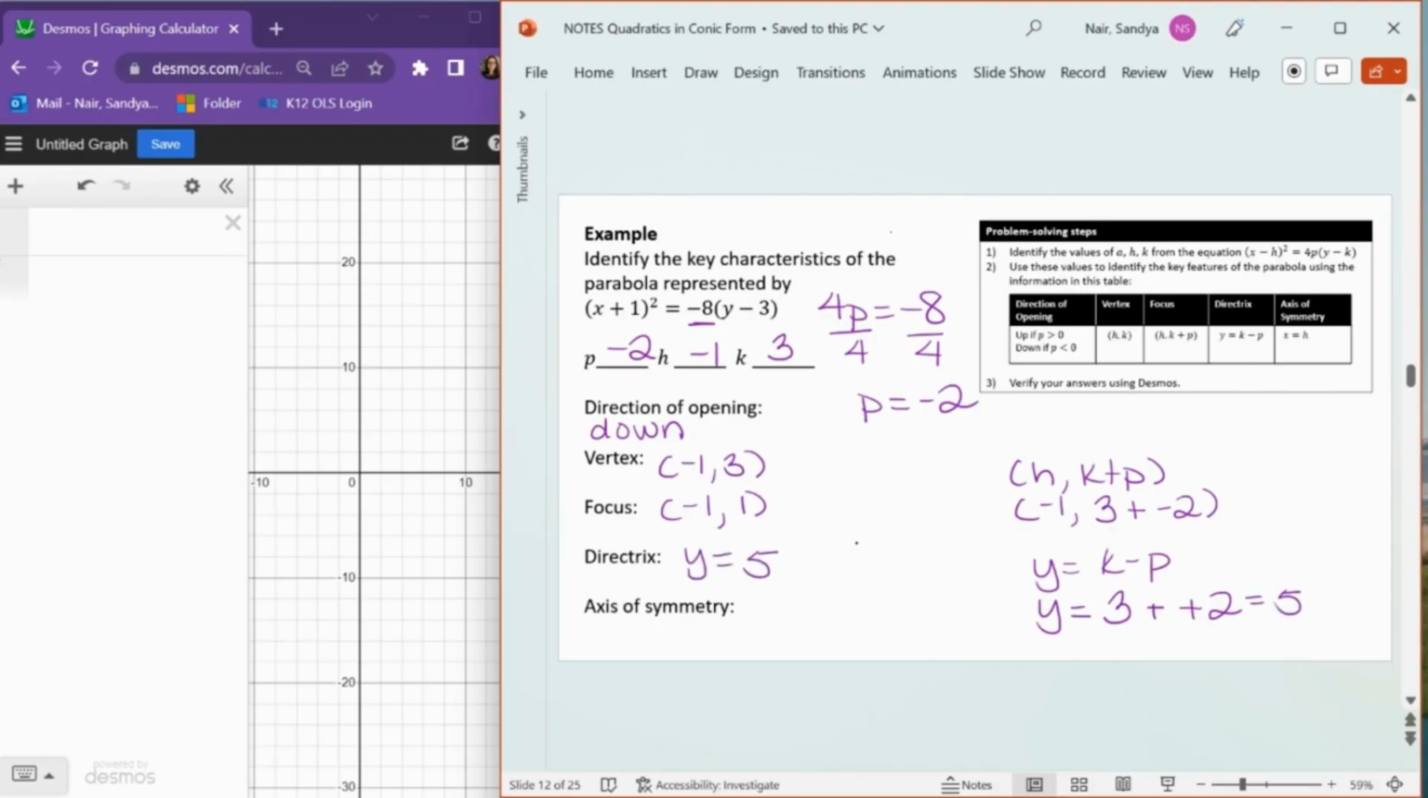The axis of symmetry is going to pass through the vertex, so the x-coordinate of the vertex tells us the axis of symmetry. So that's going to be x equals -1.